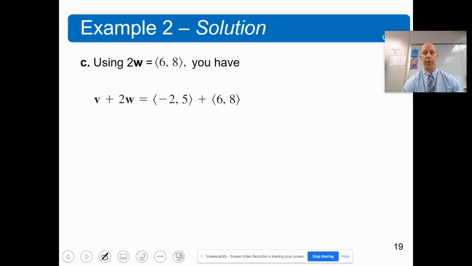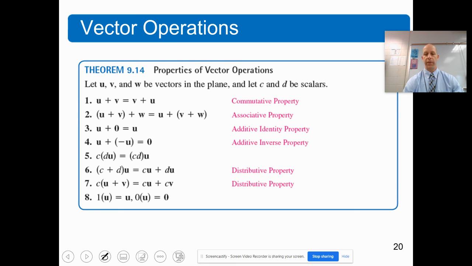And then, of course, we can do a combination of the two. If we're going to do v plus 2w, you want to follow your order of operations and do 2 times w first, and then add v, and you'll get ⟨4, 13⟩. Here are some properties that you should keep in mind, like the commutative property, associative property, additive inverse property for both addition of 0 and the opposite, and then the distributive properties apply.